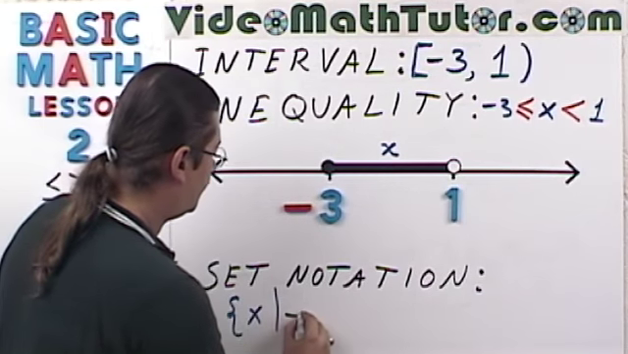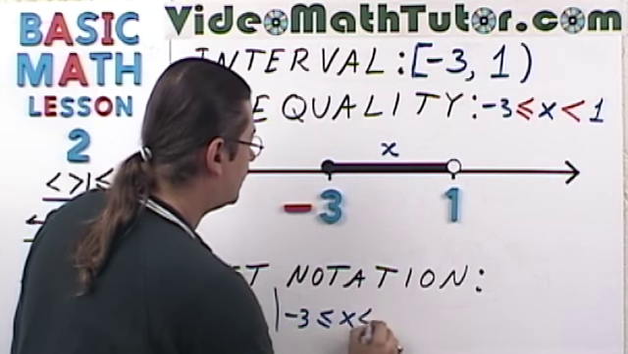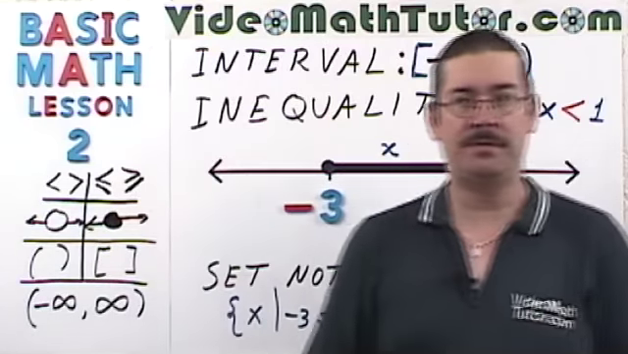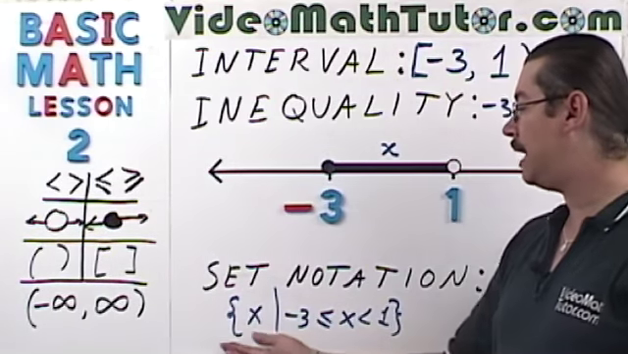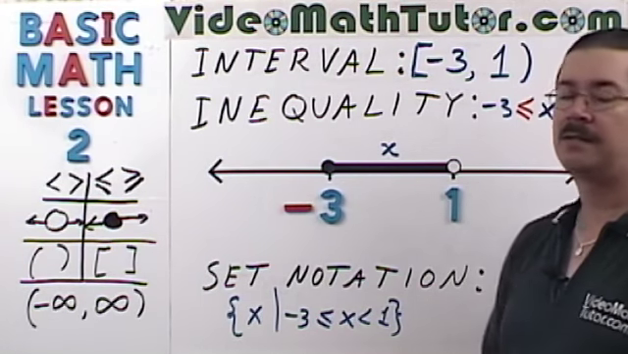I'll have -3 is less than or equal to x is less than 1. But now you don't really say it that way. How do we read this? We say it's the set of all x's such that x is in between -3 and 1 and includes -3.